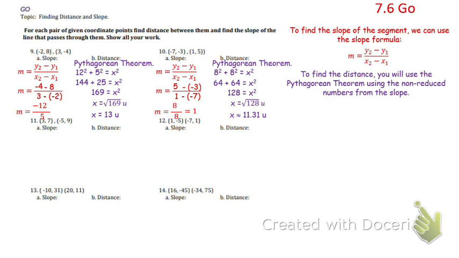Now you're going to do the same thing for the other 4 problems. Find the slope and find the distance. For the slope, use the slope formula. For the distance, use Pythagorean theorem. Keeping in mind, the numbers you're using in Pythagorean theorem are the unreduced numbers, like we just did for the slope. All right, good luck on the rest of the go.